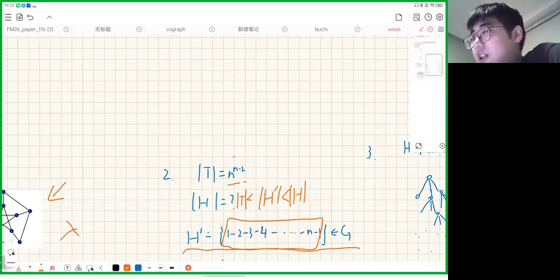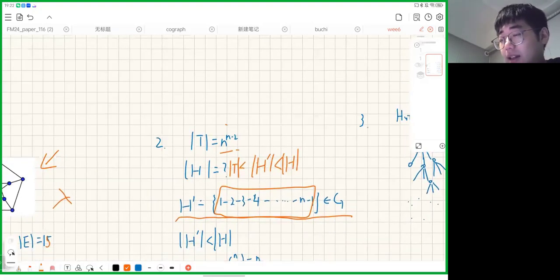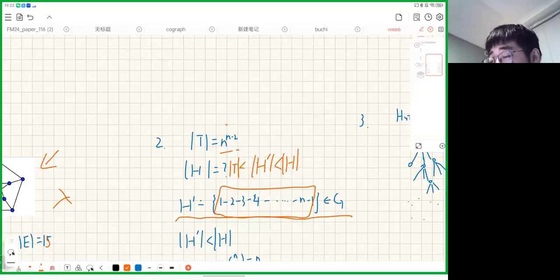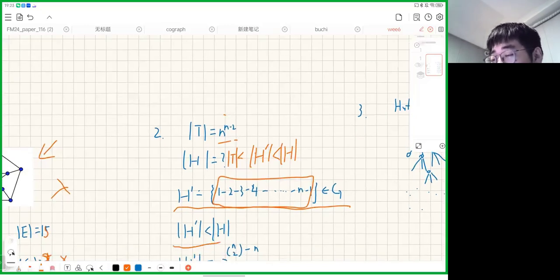Here I just give you what H prime is. H prime is the set that contains all the graphs with exactly this circle. It contains this circle from 1 to 3 to 4 and then to n and back to 1. So of course, all the graphs inside H prime are Hamilton graphs because this is a Hamilton circle. And of course, it's smaller than the size of H because it cannot contain all the Hamilton graphs. There are many other possible Hamilton circles.